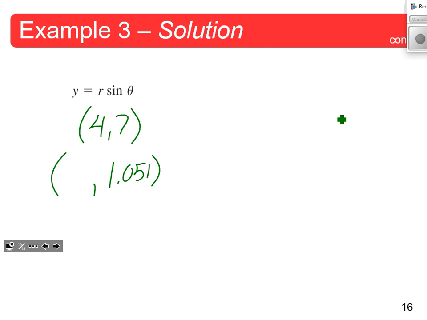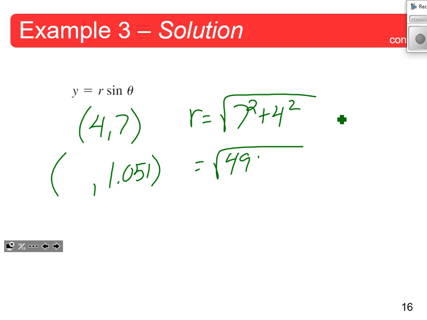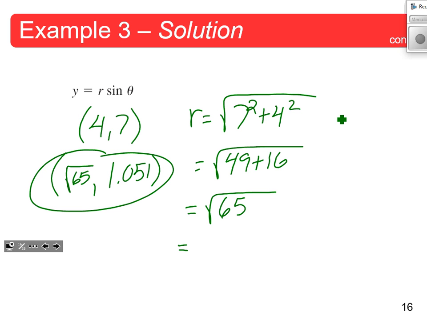Now, if we want our r value, well, r is equal to the square root of 7 squared plus 4 squared. And that'd be polar. That's all we have to do to convert from one to the other. That's it. Questions on this here?